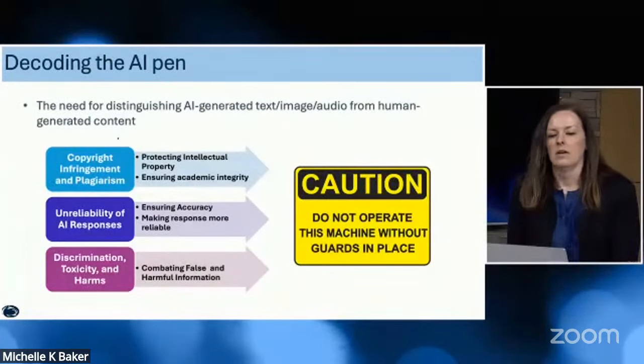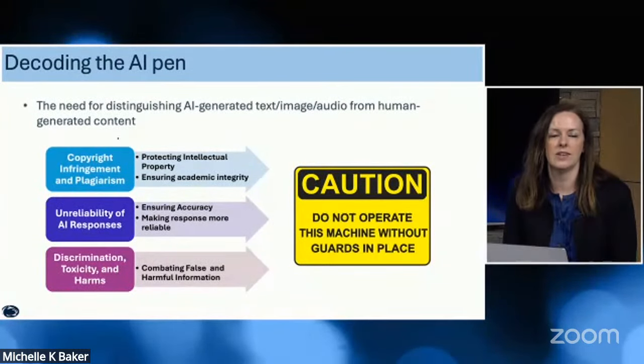Decoding the AI pen. This is another issue that especially professors are really concerned about, and probably people in industry as well, that I think will lead to a lot of even consumer skepticism. It's really hard to tell what's generated by AI and what is human generated. And almost every day it gets harder and harder. So that's just a harm we have to really be prepared for. There is some talk to make things maybe watermarked so you know that it's generative AI.